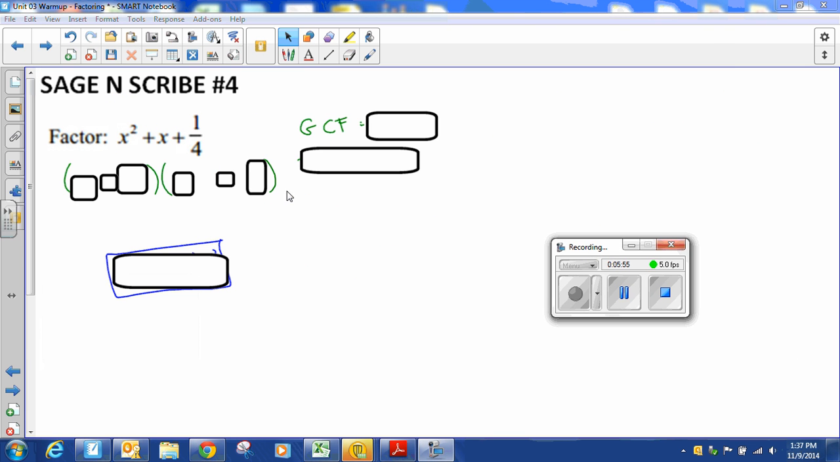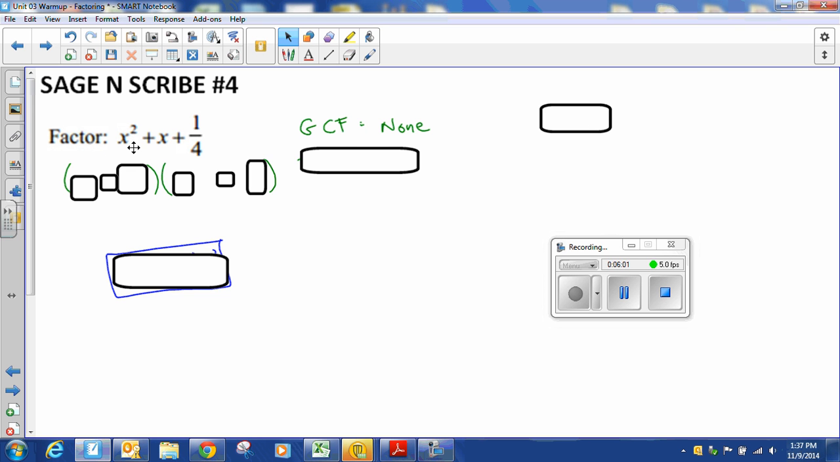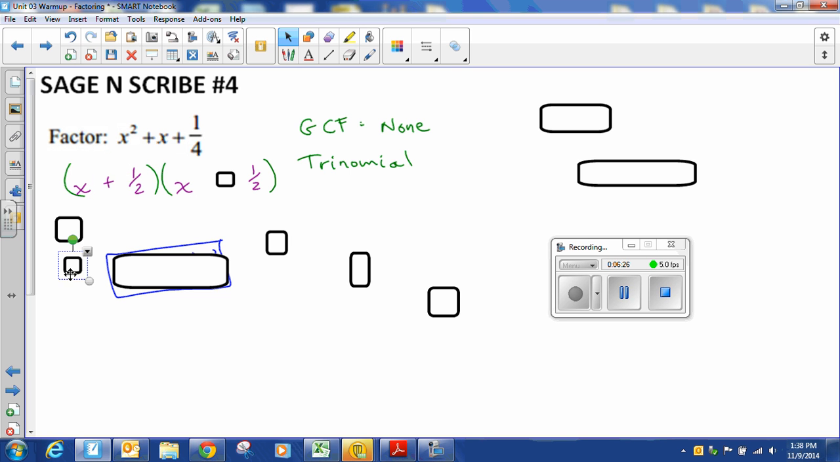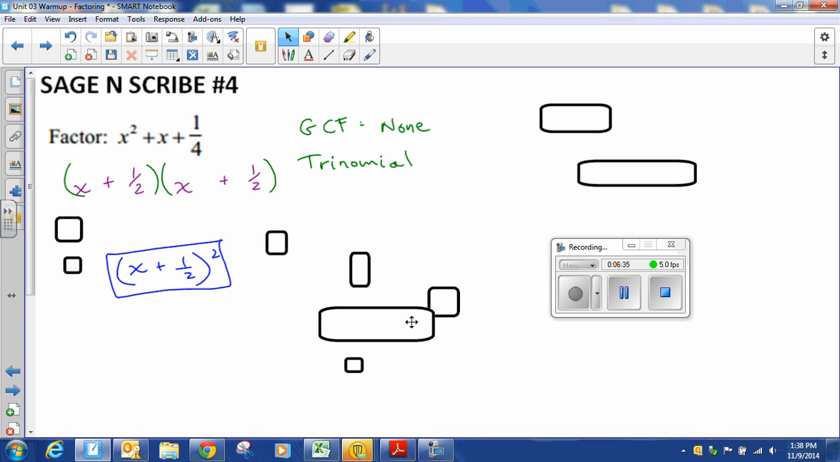All right, we skip to number 4. Here we're looking for a GCF. There is none. X squared plus x plus 1/4. This does follow the trinomial pattern. Our first term is x, because x times x is x squared. The second term of each binomial is 1/2, because 1/2 times 1/2 is 1/4. And since both terms are positive, this one's an easy one, they're both positive. Now it's best to write your final answer in simplest form, which is x plus 1/2 quantity squared.